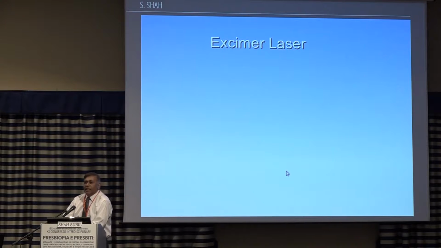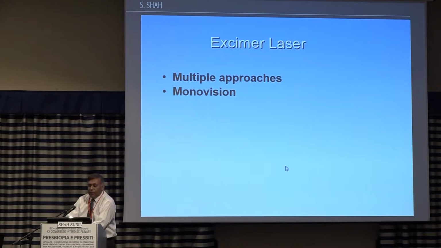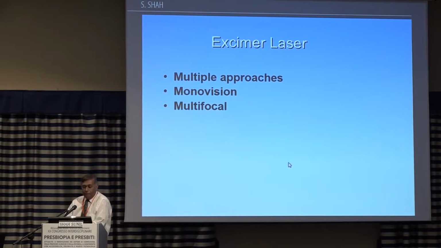So with the excimer laser, what can we do? I mean, there are multiple approaches to giving you near vision. Obviously, you're trying not to compromise the distance vision, and this is where the problem arises. So you can do traditional monovision. This is very easy. You can try it out with a contact lens before you try the monovision.